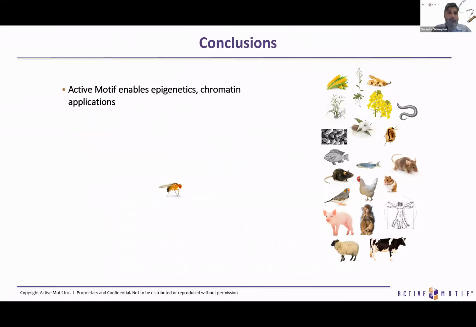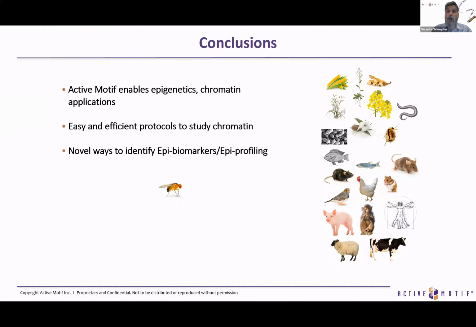As a conclusion, I hope that I convinced you that Active Motif enables epigenetics and chromatin applications. We provide easy and efficient protocols to study chromatin and novel ways to identify biomarkers, providing epi-profiling for cancer and patient stratification. Of course, we are here to help you choose the right tool. And with the help of Basepair, we are also able to help you integrate your data and provide more complete solutions for your analysis.